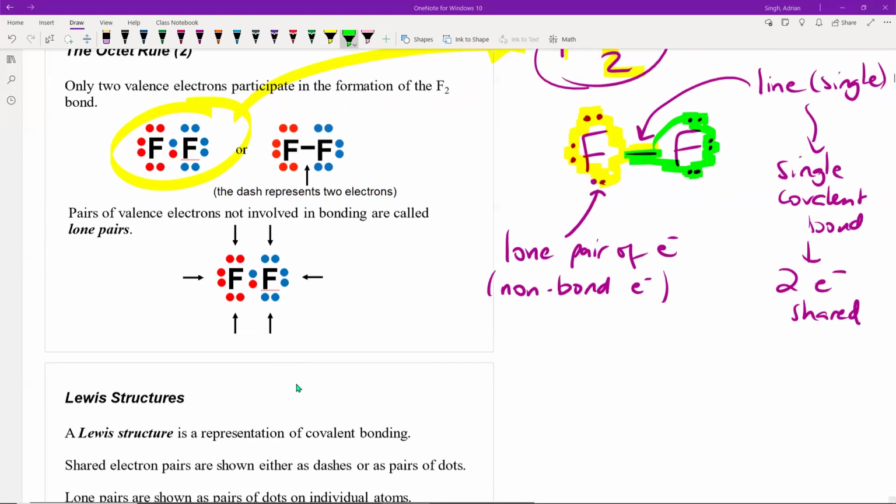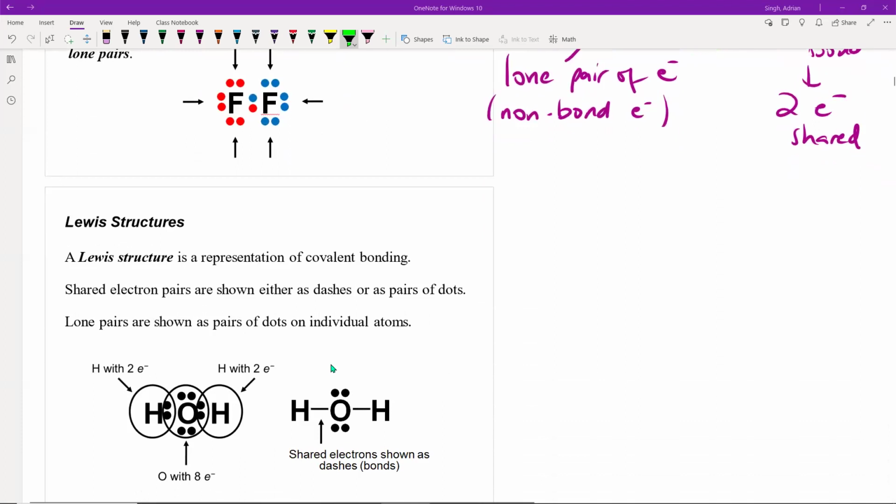What we just drew is an example of a Lewis structure. We've been using Lewis symbols before for the elements. Now we're putting these together in what are known as Lewis structures for our molecules. As we saw previously, a shared pair of electrons is represented in most cases by a dash or a single line, or as a pair of dots. Our lone pairs are also filled in with pairs of dots on the outside.